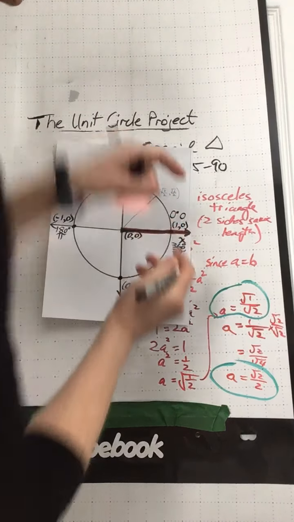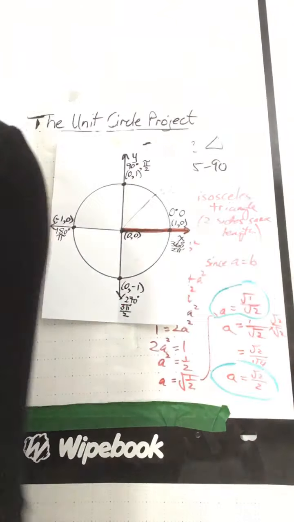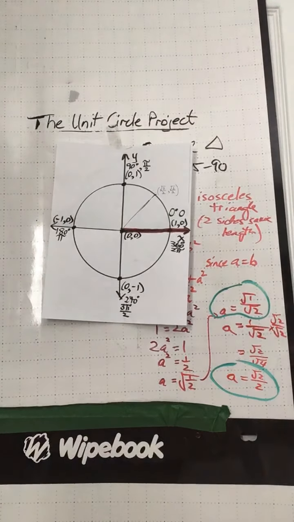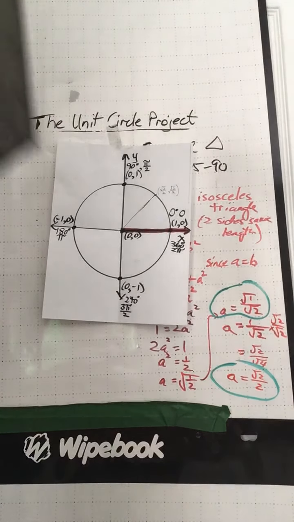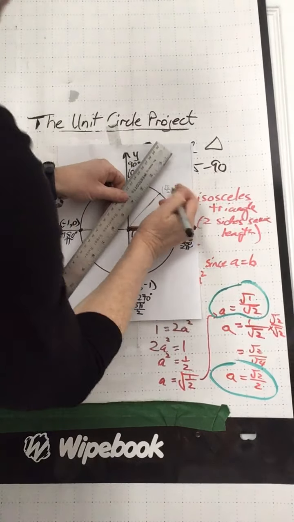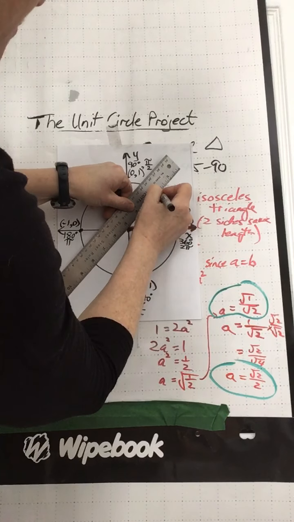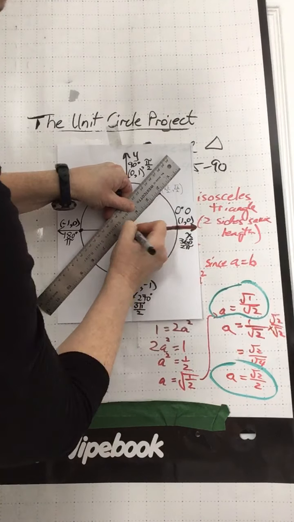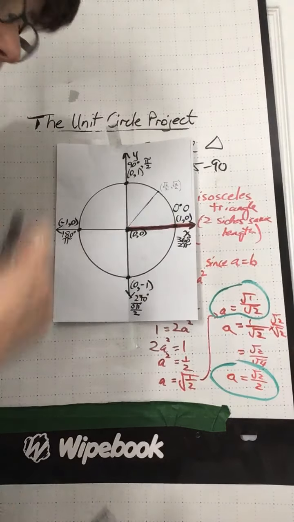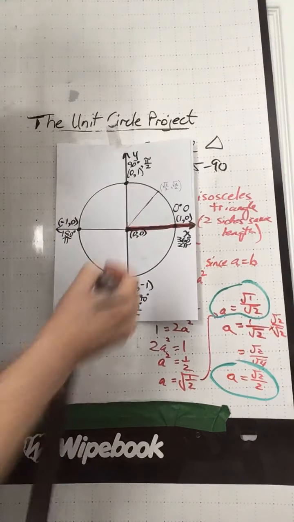please use your ruler to do a good job. Let me grab my ruler. Good job on there. 45 degrees, there we go. Now, let's continue and put the rest of our 45 degrees on here.